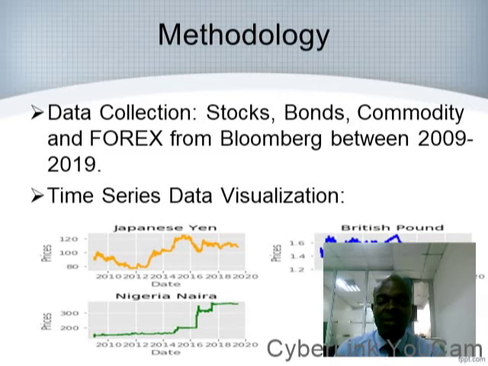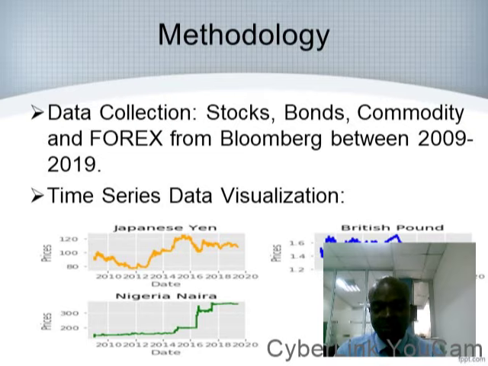In terms of data collection, we collected 10-year data between 2009 and 2019 for stocks, bonds, commodity, and forex from Bloomberg.